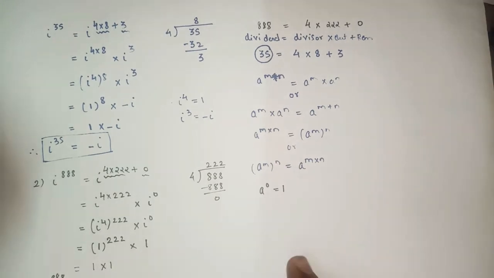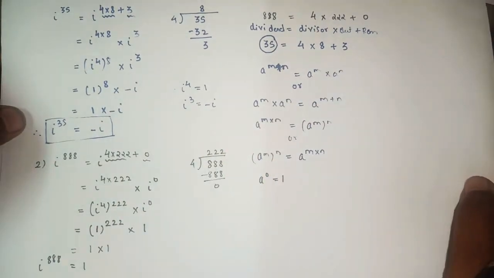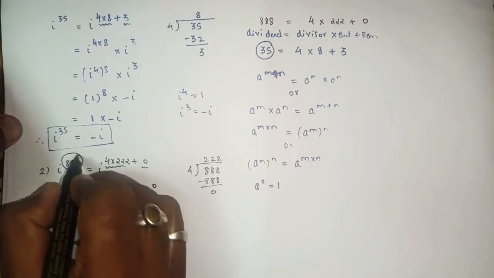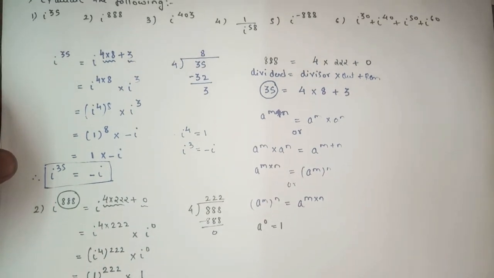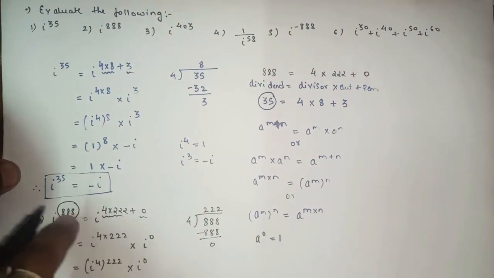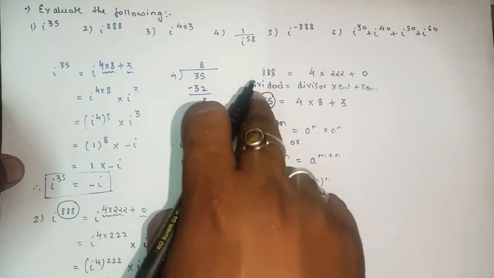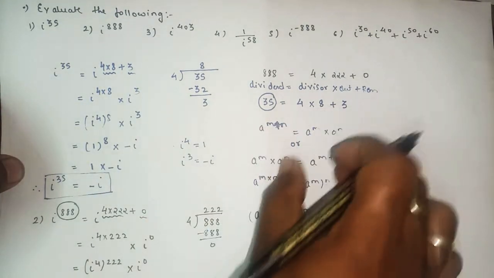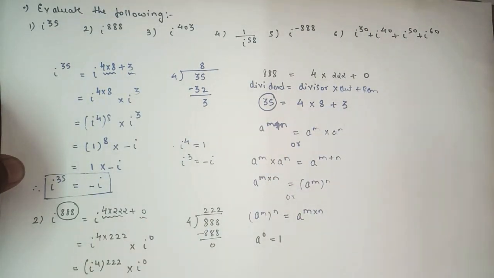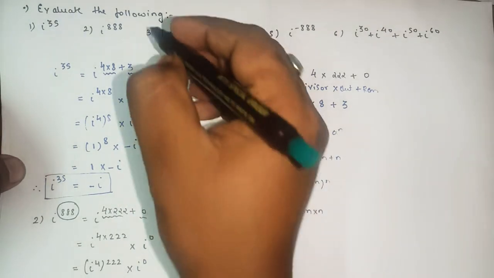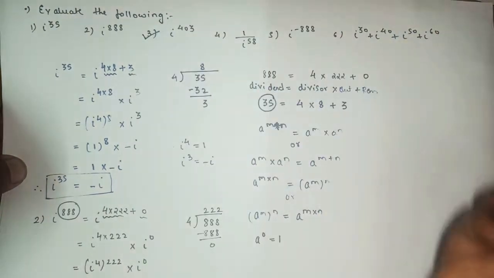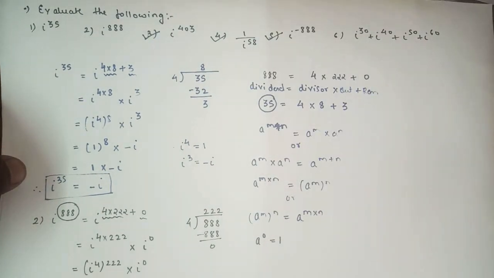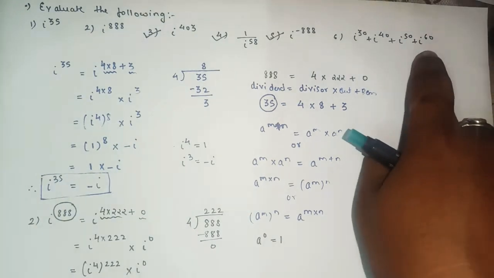So in this way you can find your answer by using this method. Okay, so simply what you have to do, you have to divide this power by 4, and after dividing you have to break this section by using this formula, dividend equal to divisor into quotient plus remainder. Okay, and after that rest, using the basic indices formula, you can find your answer. Okay, so please try the next question number 3rd, 4th and 5th by yourself. Okay, so now we'll see the next one.